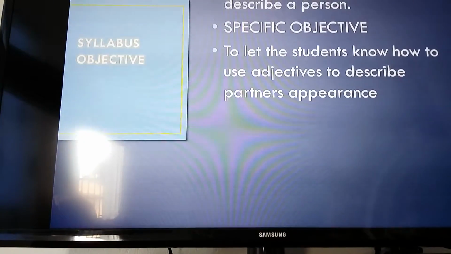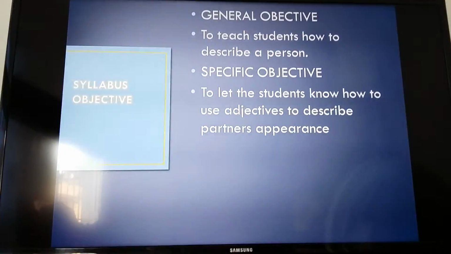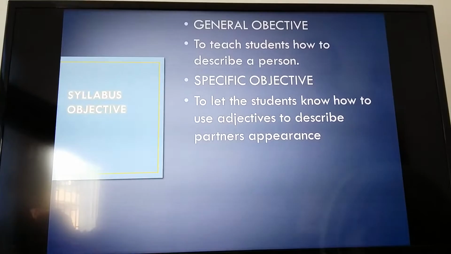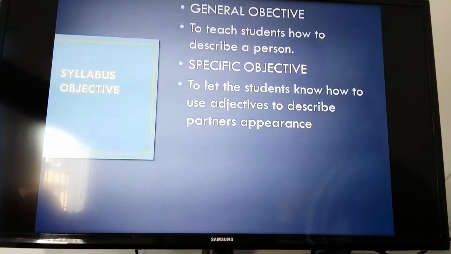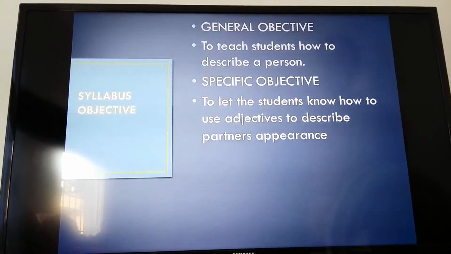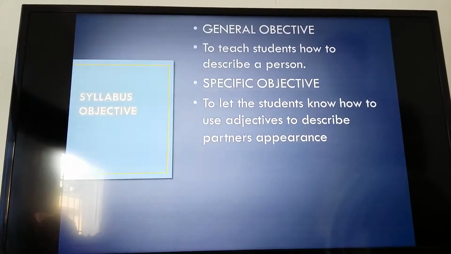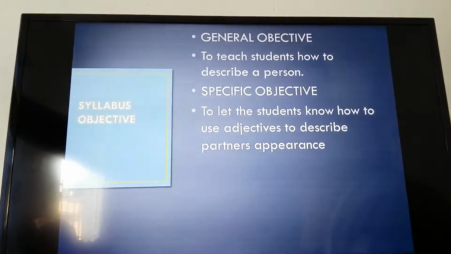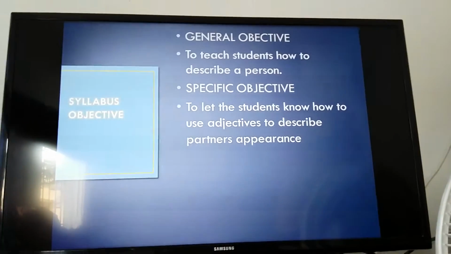So, for that reason, we decided to make a syllabus taking into account two main objectives, the general objective and the specific objective. Previously, we need to explain that this syllabus was made for just one unit. In this unit, we made two objectives. The general objective is to teach a student how to describe a person, and the specific objective is to let the student know how to use adjectives to describe partners' appearance.